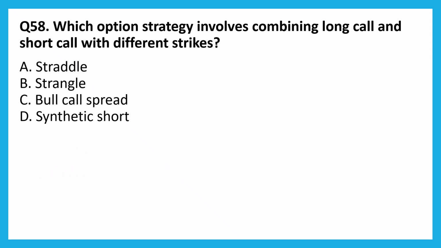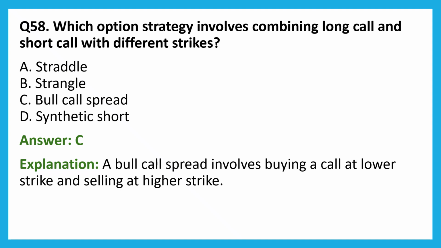Next question. Which option strategy involves combining long call and short call with different strikes? Option A, straddle, option B, strangle, option C, bull call spread, and option D, synthetic short. Correct answer is option C. Bull call spread involves buying a call at lower strike and selling at higher strike.